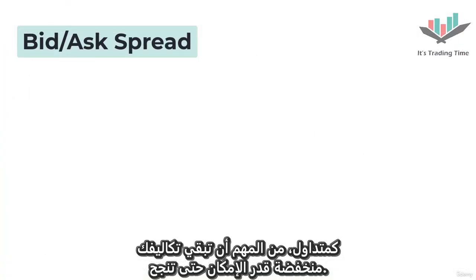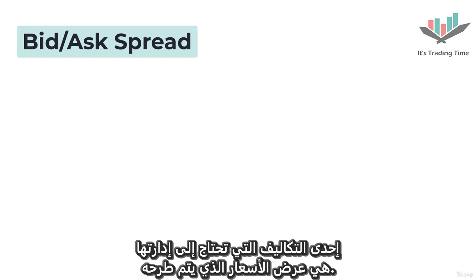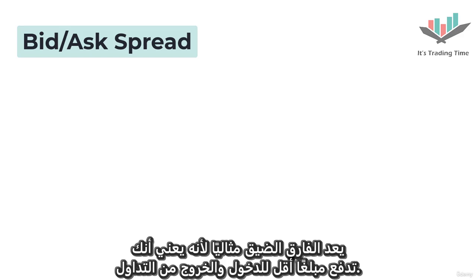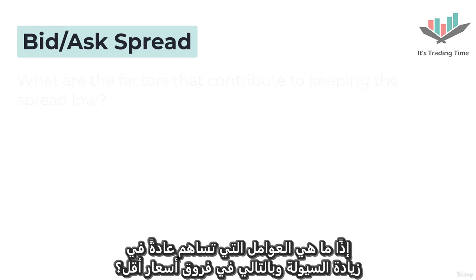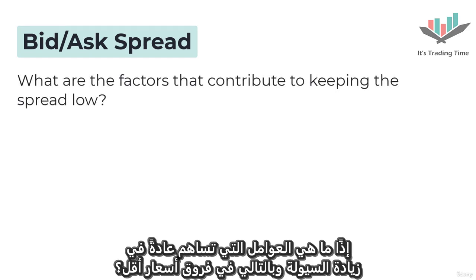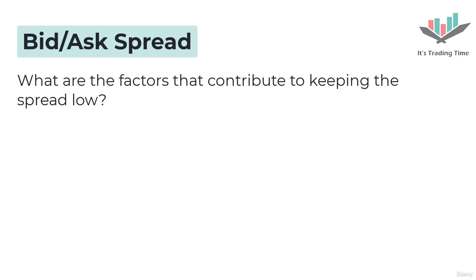As a trader, it's important to keep your costs as low as possible in order to be successful. One of the costs you need to manage is the bid-ask spread. A narrow spread is ideal because it means you're paying less to enter and exit a trade. Generally, the spread is lower when the liquidity is large, so what factors usually contribute to a larger liquidity and so to a narrower spread?